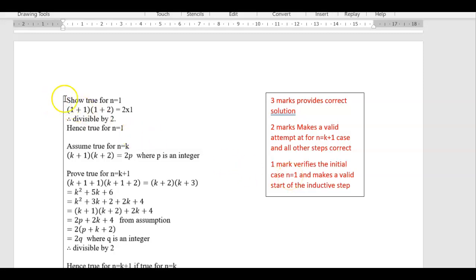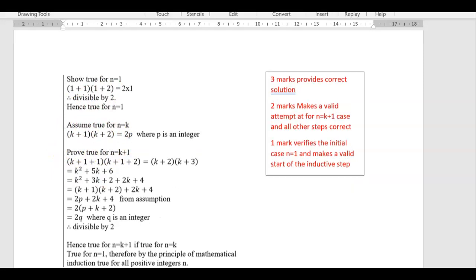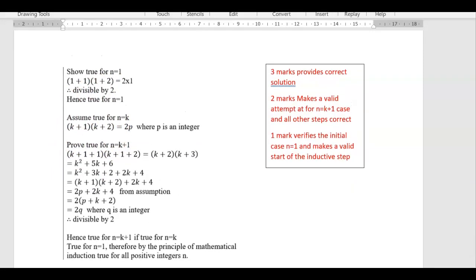So again, you need to have show for 1, assume for k, prove for k plus 1, and your final statement in there always. A few of you haven't done it exactly how I'd like it to be done, so I want to be really particular about that. Make sure that you have a look at what you've done compared to what I've got done in here.